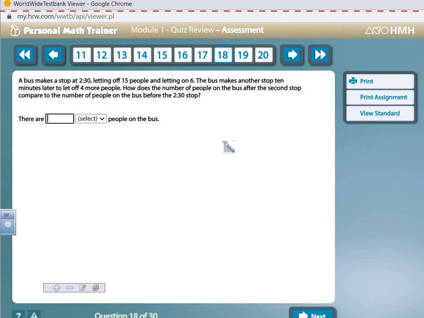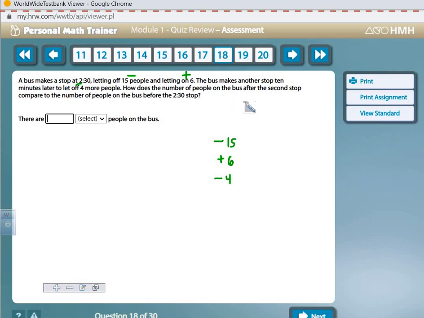If you let off 15, that's going to be a negative 15, right? If you let on 6, that's going to be a plus 6. Then the bus makes another stop 10 minutes later to let off 4 more people. So that's minus 4, right? Letting off 4 more people is minus 4. So it's minus the 15, plus the 6, minus the 4.